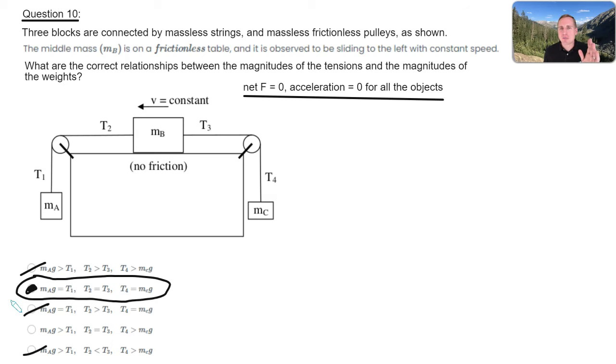Now, if the system was accelerating, T3 and T4 would be the same as one another, but T2 would be larger than T3 in order to accelerate it. But, in fact, all the tensions, and even MA and MC, have to be the same mass as one another, thus the same weight, and equal to these tension forces. Otherwise, the system is not going to move at a constant velocity. Okay, so this indeed has to be the case.